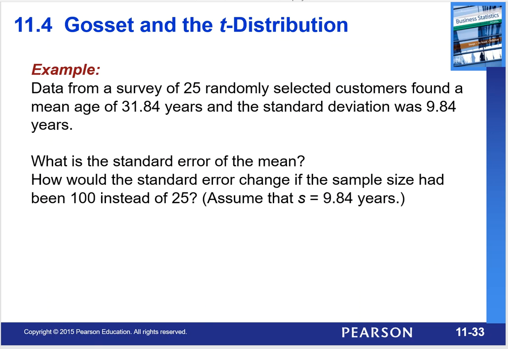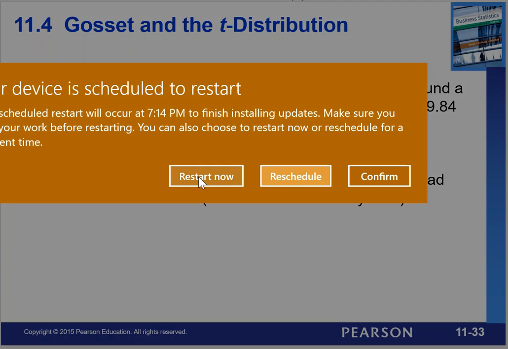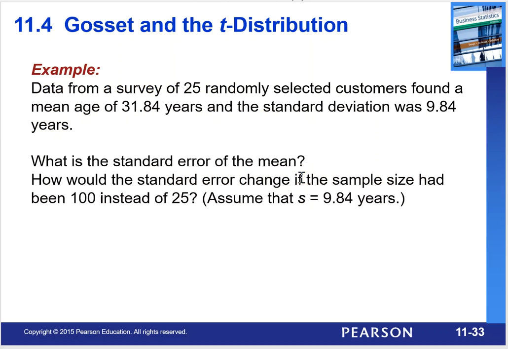Let's use it. So, what's the standard error of the mean? I just started reading this in the middle. Data from a survey of 25 randomly selected customers found a mean age of 31.84 years and a standard deviation was 9.84. Oh no, I'm going to have to redo this. Reschedule. Okay.